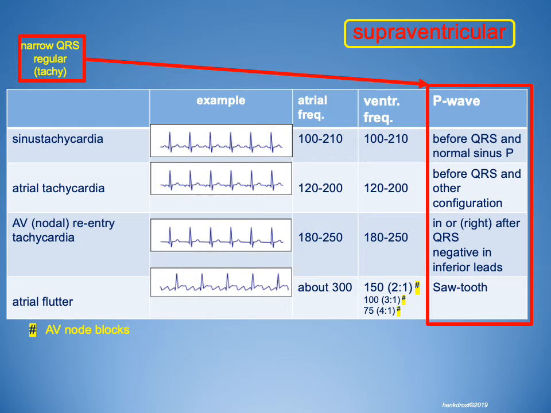wave. In sinus tachycardia, the P wave is before the QRS, and it's a normal sinus P wave. In atrial tachycardia, the P wave is also before the QRS, but it has another configuration, not a normal sinus P. In AV or AV nodal re-entry tachycardia, the P wave is in or right after the QRS, and when you can see it, it's negative in inferior leads. And in atrial flutter, the P wave has that characteristic sawtooth appearance.